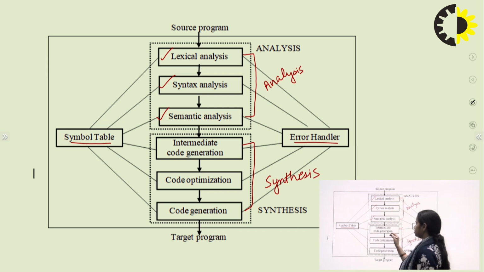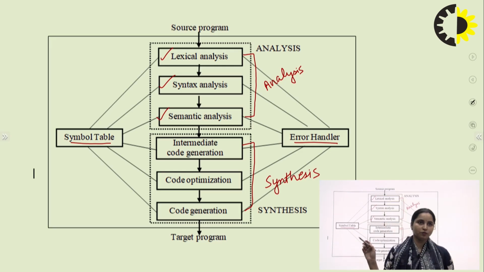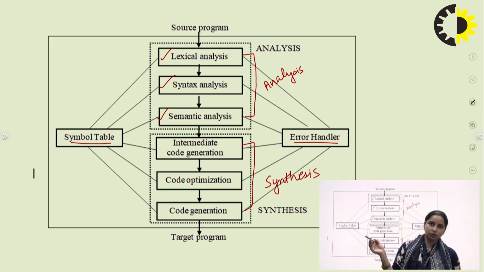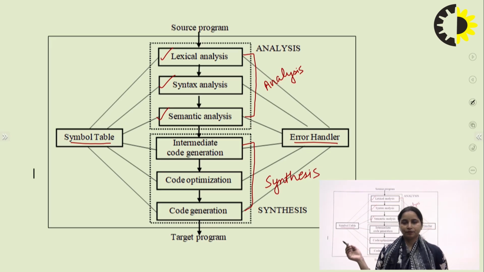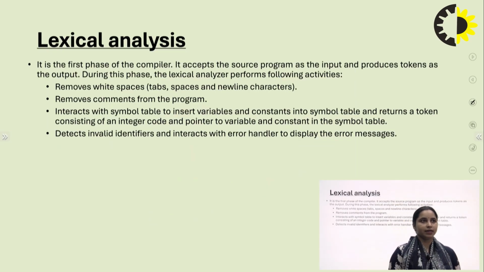The job of the symbol table is to collect each and every piece of information about each and every phase, like what data type is being used. And what type of errors are to be generated, these are to be handled by the error handler. So basically these are the phases. One by one let's discuss these phases. First we will cover the lexical analysis phase.